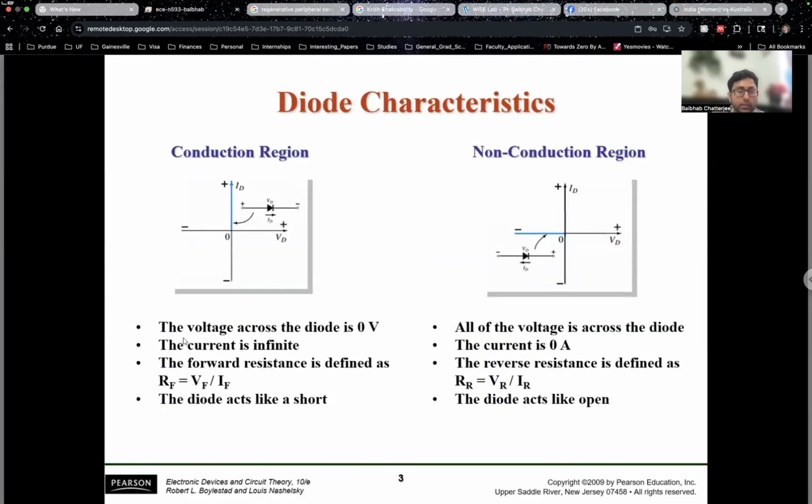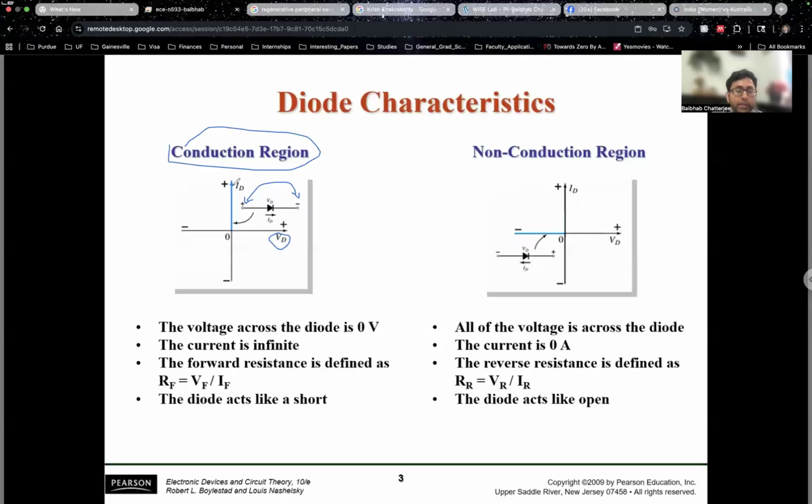Now, as we already discussed, there are two regions for the diode: the region of conduction and the region of non-conduction. The voltage across the diode is the voltage between the anode and the cathode, the positive terminal and the negative terminal of the diode. Let's call that voltage VD. The subscript just stands for diode voltage.